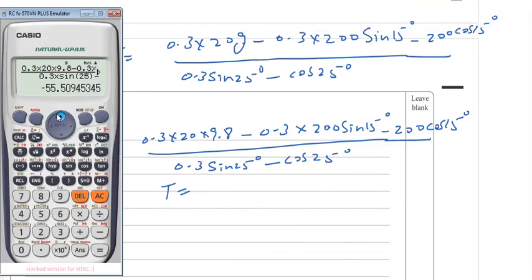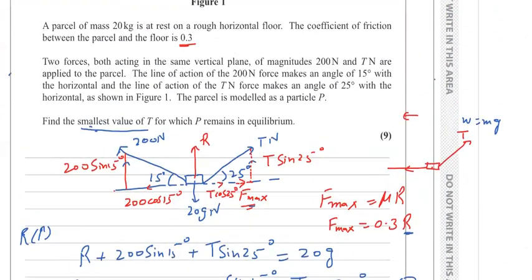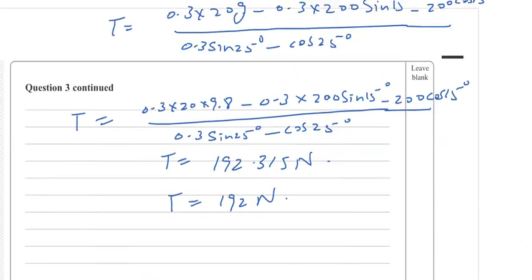Let's add in our calculator that value. Let me check the values input in the calculator. Yes, here after 15 it should be minus 200 cos of 15 also. So now it's giving 192.315. So you can round this to 3 significant figures, 192 Newton. As our question is silent about how many decimal places, write it to 3 decimal places. This is our final answer for this question.